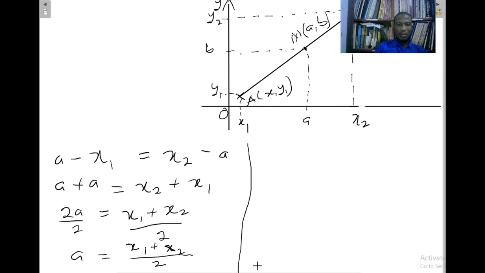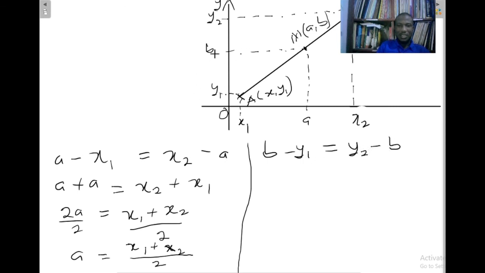Then we do the same thing along the y-axis. So here we are going to say that if B here is exactly in the middle of y1 and y2, then it means that the length from y1 to B is the same as the length from B to y2. And the length from y1 to B can be calculated by subtracting y1 from b, which is b minus y1, and that must be equal to subtracting b from y2, which is y2 minus b.